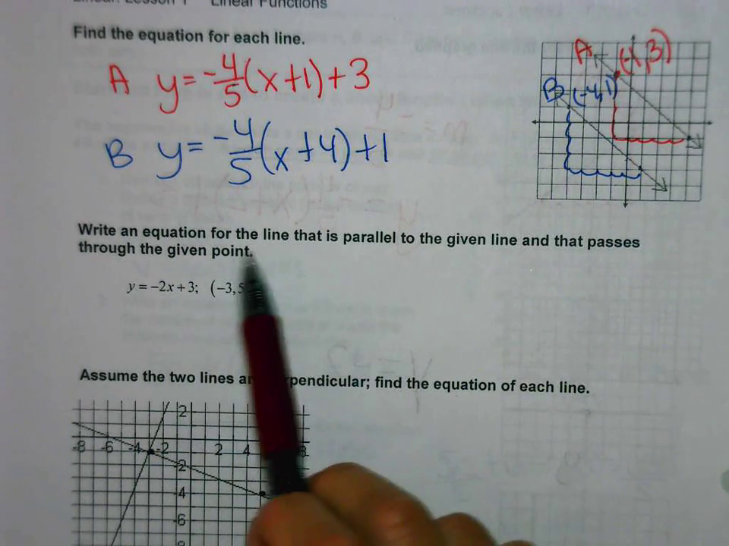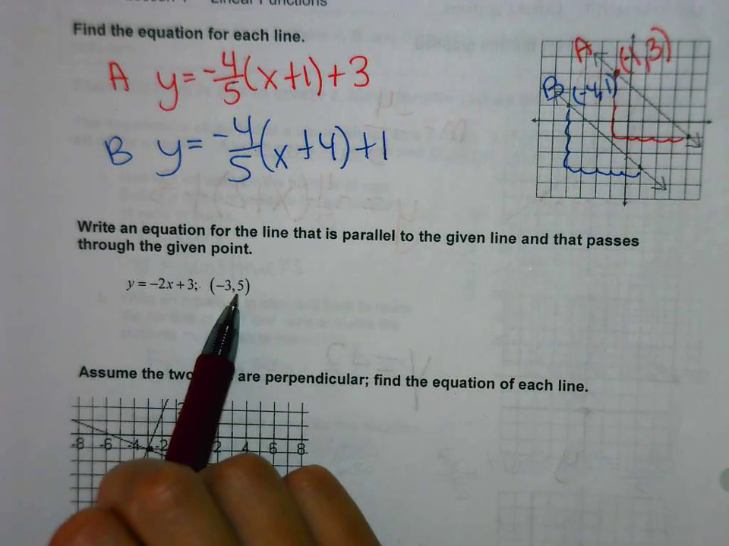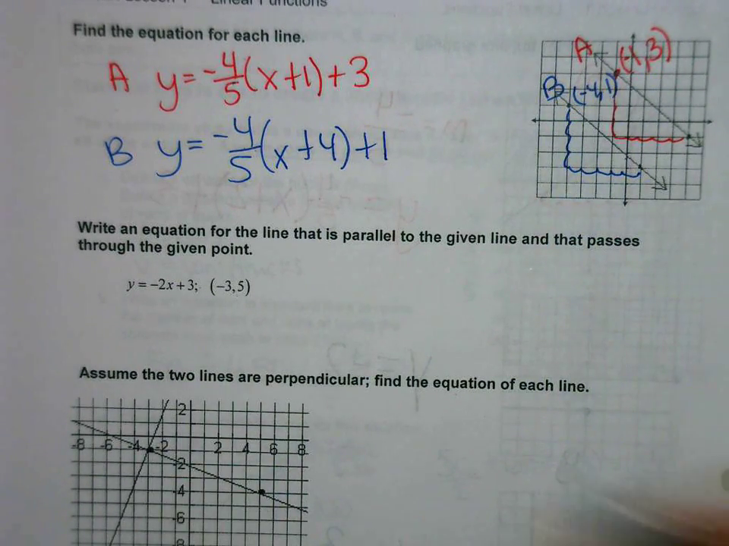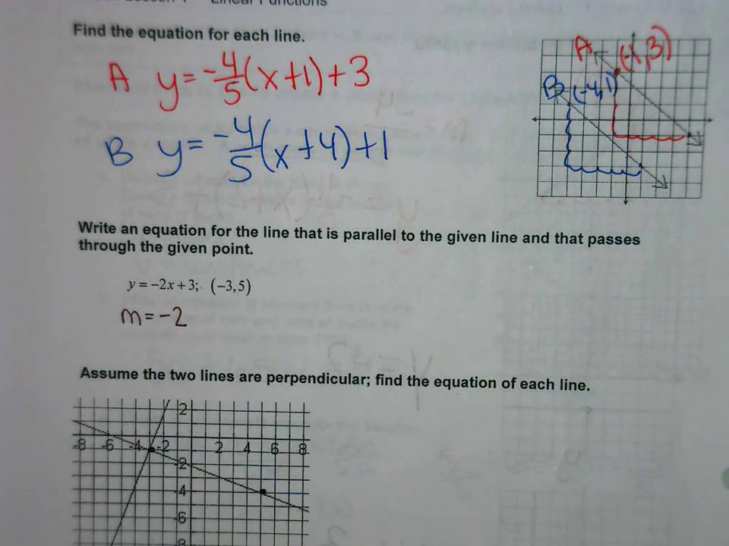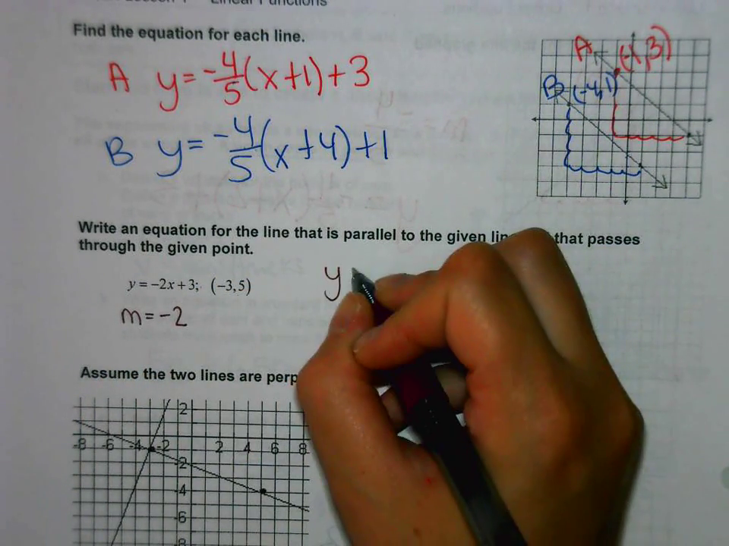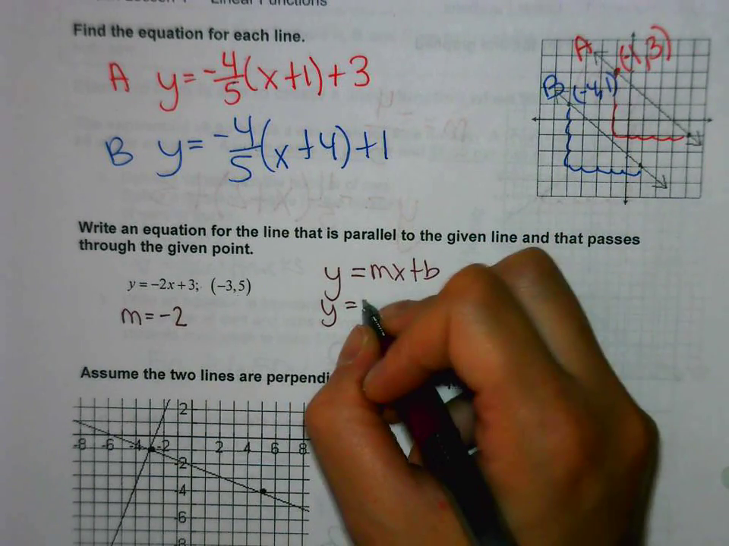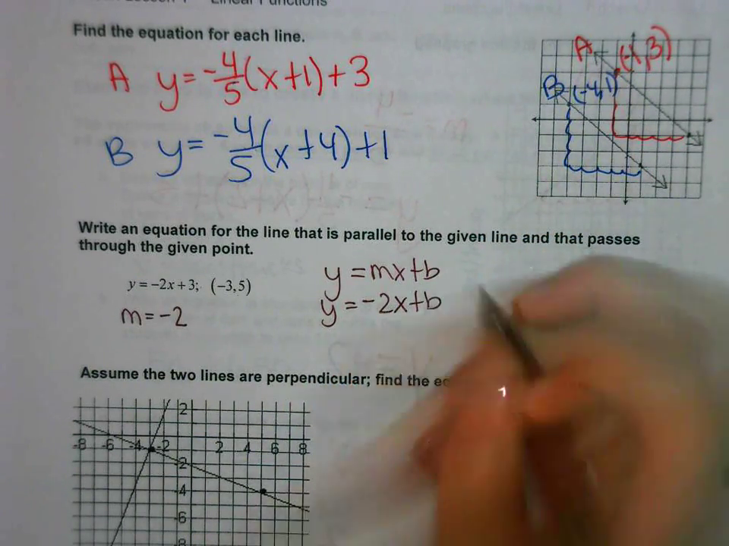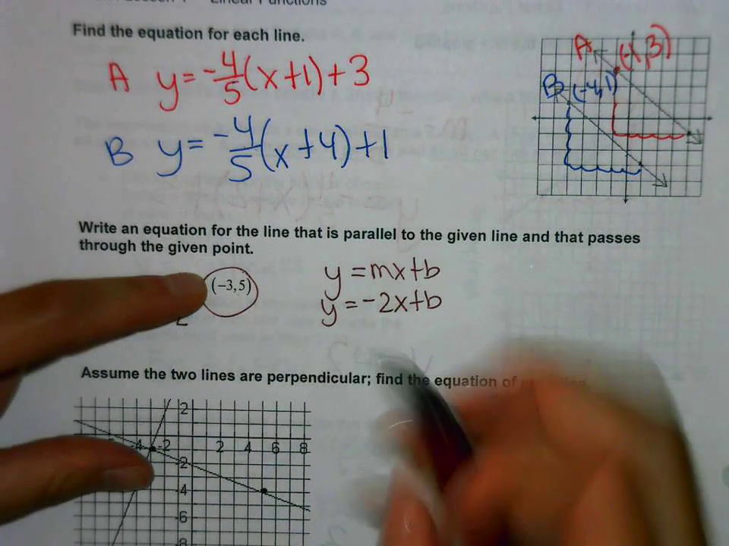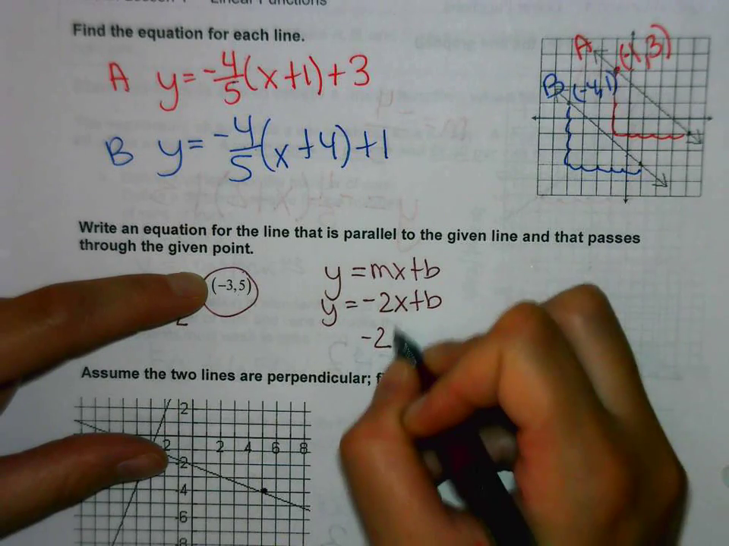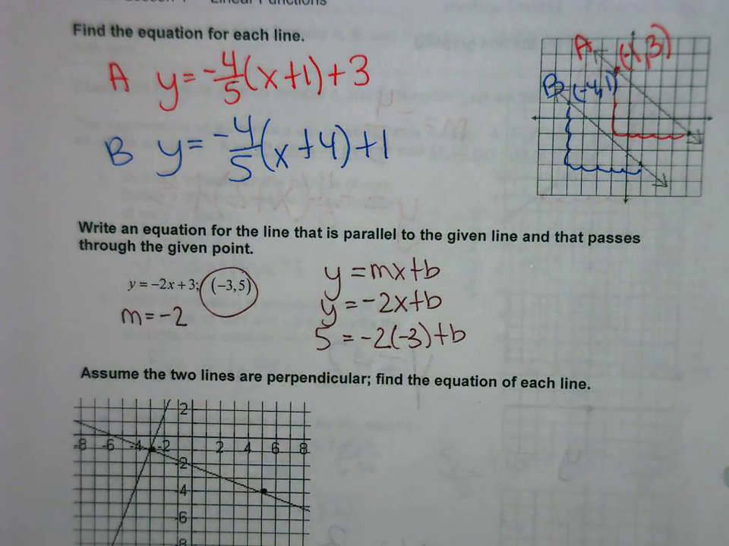So let's write an equation for the line that is parallel to this line, and it passes through -3, 5. If it's parallel, we know our slope has to be -2. So if we rewrite, we have y equals mx plus b. We want our slope to be -2. And since we want to go through this point, let's plug in those. So x is -3, and y is 5.